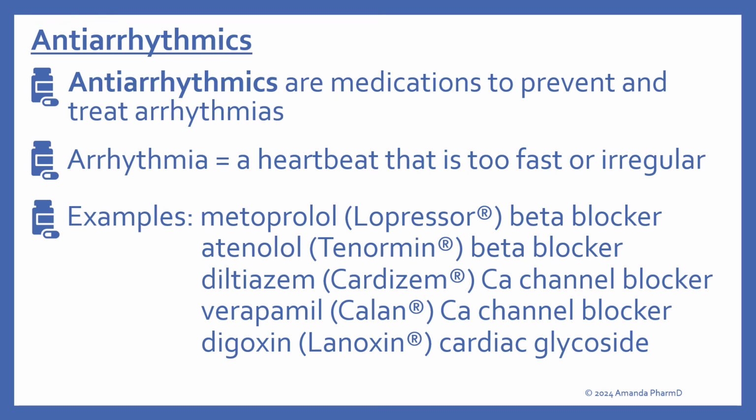Next are the antiarrhythmics. Antiarrhythmics are medications to prevent and treat arrhythmias. An arrhythmia is a heartbeat that's too fast or irregular. Some examples of these are metoprolol, the brand name is Lopressor, atenolol, the brand name is Tenormin, and both of these are in the pharmacologic classification of beta blockers. There's diltiazem, which is Cardizem, verapamil, whose brand name is Calan, and those are both calcium channel blockers, and digoxin, whose brand name is Lanoxin, and it's a cardiac glycoside.